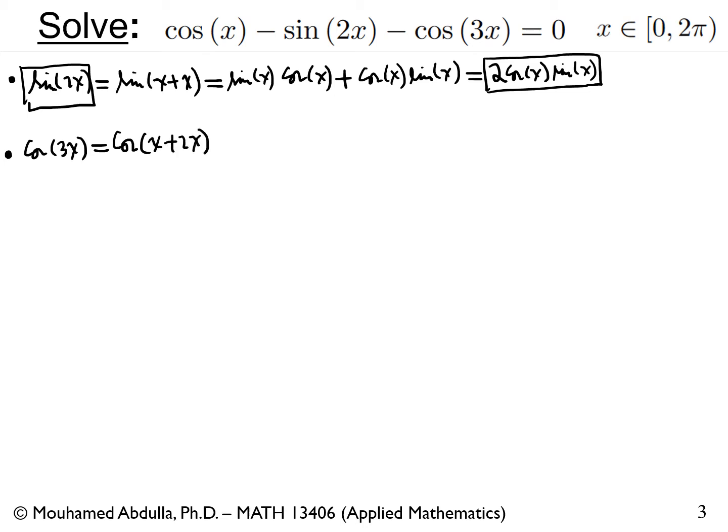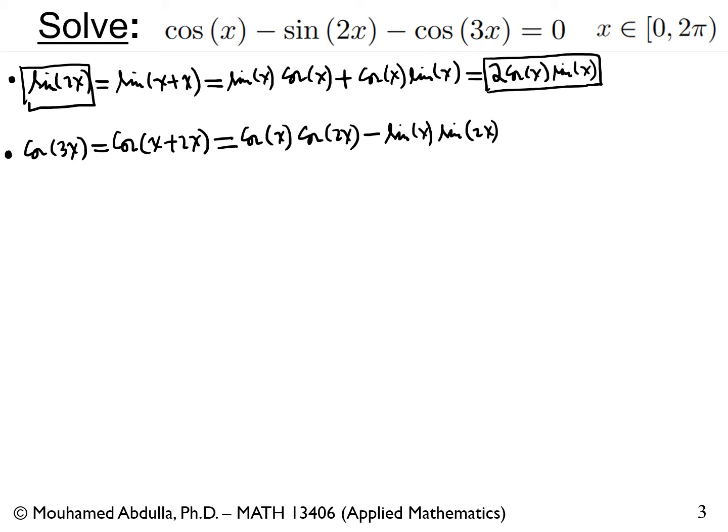x would be the first angle, 2x will be the second angle. Again, from the sum and difference identity, in this case the sum trigonometric identity, we could write it as cosine of the first angle, x, cosine of the second angle, 2x, and then because there's a plus, we would write minus sine of the first angle, x, and then sine of the second angle, which is 2x.